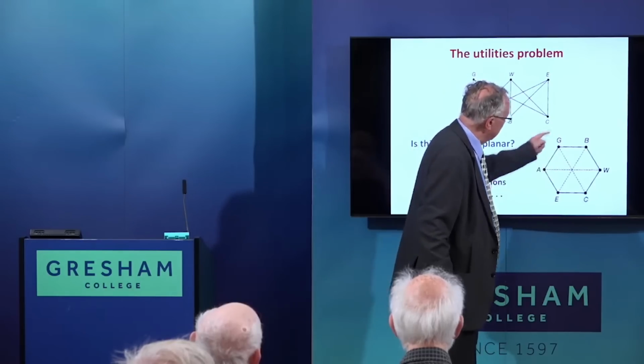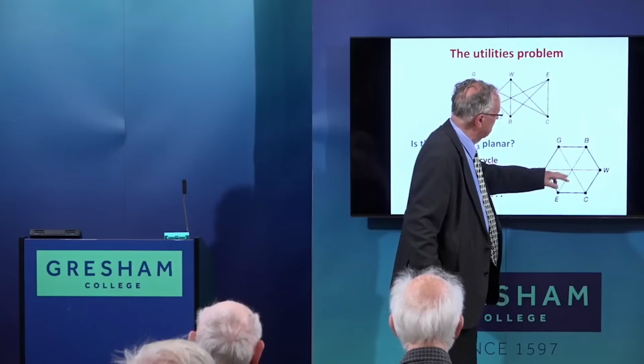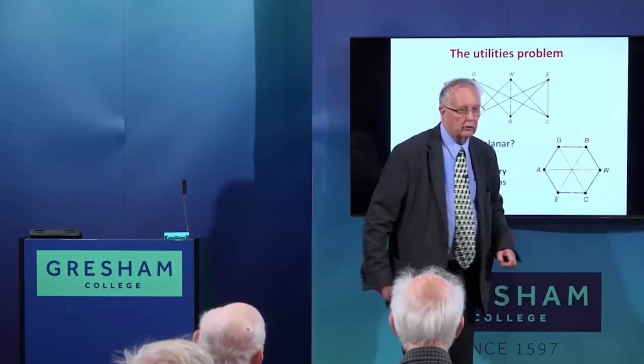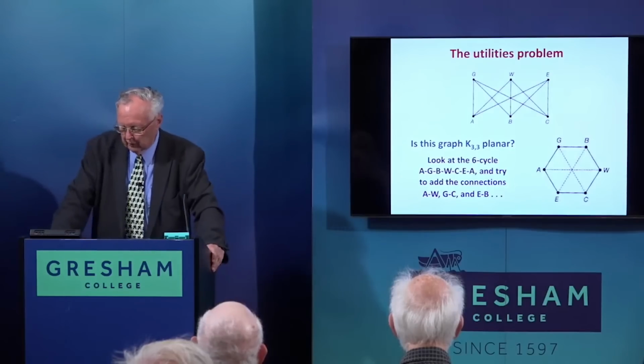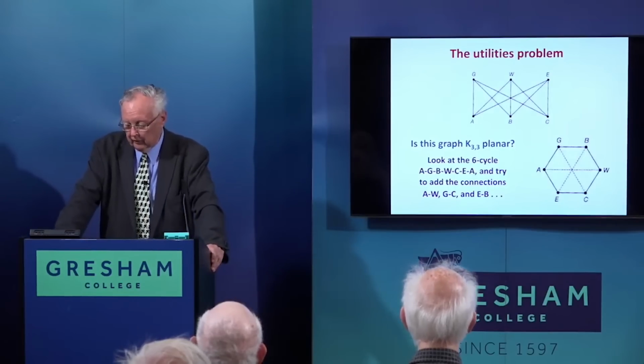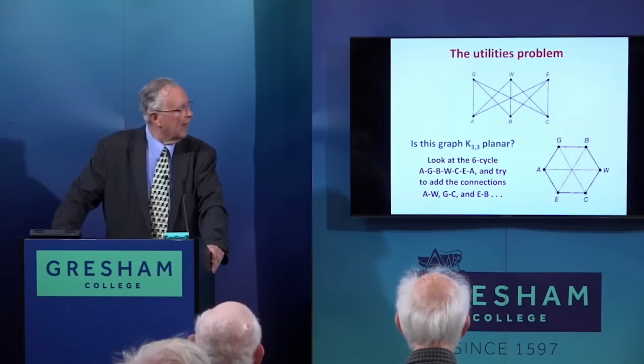And if you put this one outside, then these 2 will have to be inside, but they'll still cross. So in either way, there's no way of doing it. The graph cannot be drawn in the plane, and the utilities problem has no solution.